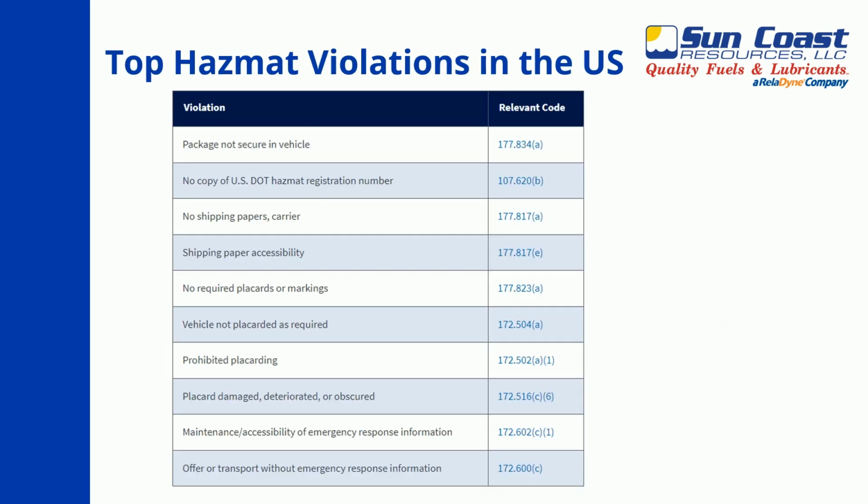Let's take a moment to examine the top hazmat violations in the U.S. These violations include the following: 1. Packages not securely fastened in the vehicle. 2. Lack of a copy of the U.S. DOT hazmat registration number. 3. Absence of shipping papers. 4. Accessibility of shipping papers. 5. Failure to display required placards.